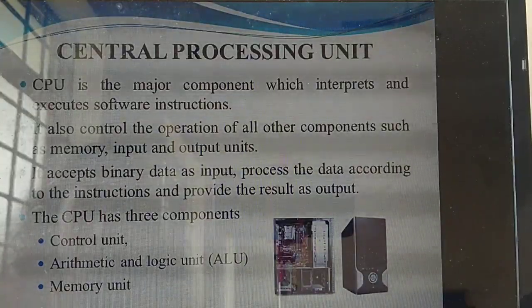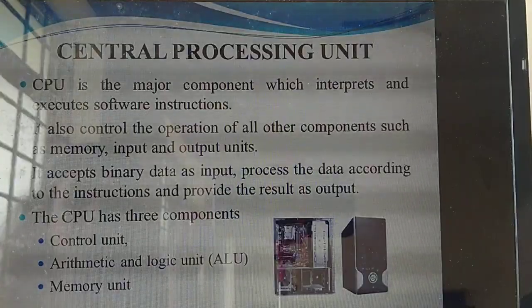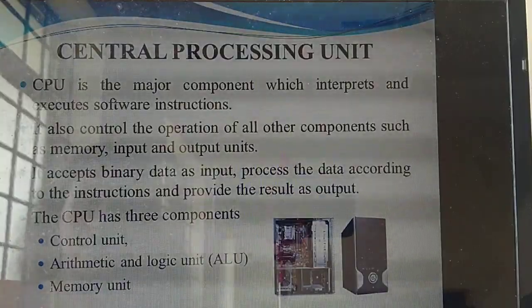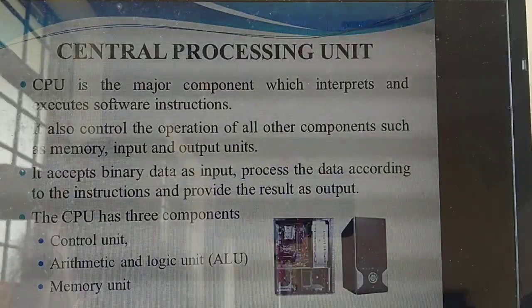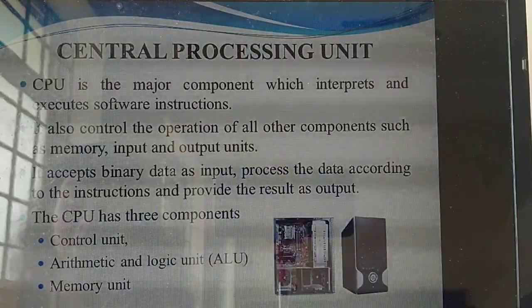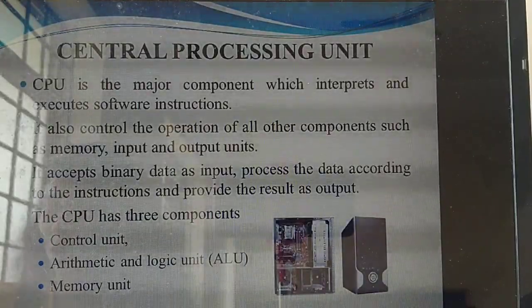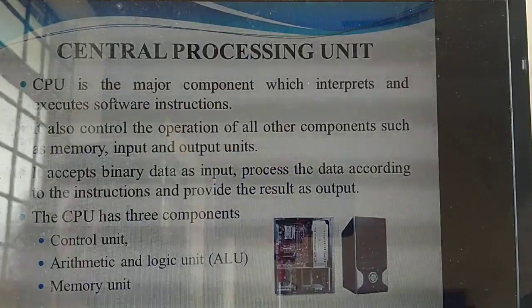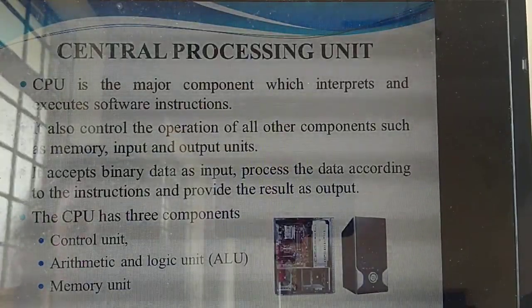Then it will process the data according to the instructions. That means based on the instructions given by the CPU, it will process the data and produce the proper output. Understand? Yes. So three points you have studied here. What are the points? It is the major component of a computer. It will execute software. Then what's the next point? It will control all the operations. What are the units? Memory unit, input unit, all the things are controlled by whom? CPU. Then it will accept the input, convert it into binary form, process it, and produce proper output.